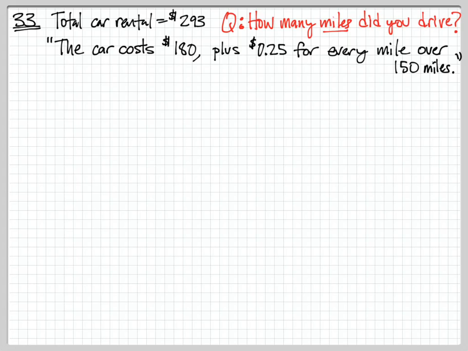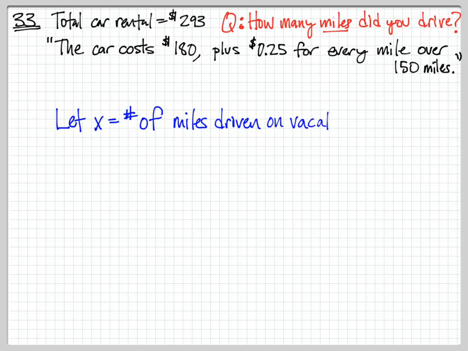That's the question. So the first thing I do is define a variable x. Let x be equal to the number of miles driven on vacation. And look at how I wrote it out. I'd like you to write out the definitions of each of your variables just like this. Let x is equal to something. Okay, now that I have that, look what I can do.